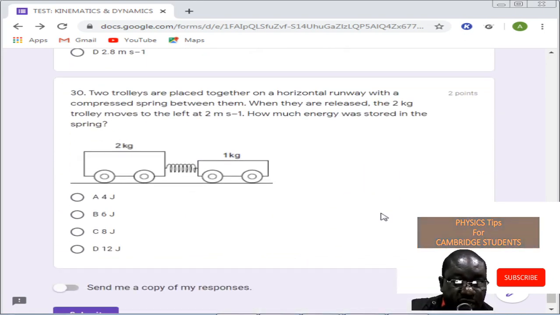Two trolleys are placed together on a horizontal runway with a compressed spring between them. When they are released, the 2 kg trolley moves to the left at 2 meters per second. How much energy was stored in the spring? Now, this one, again, we need to work it out.